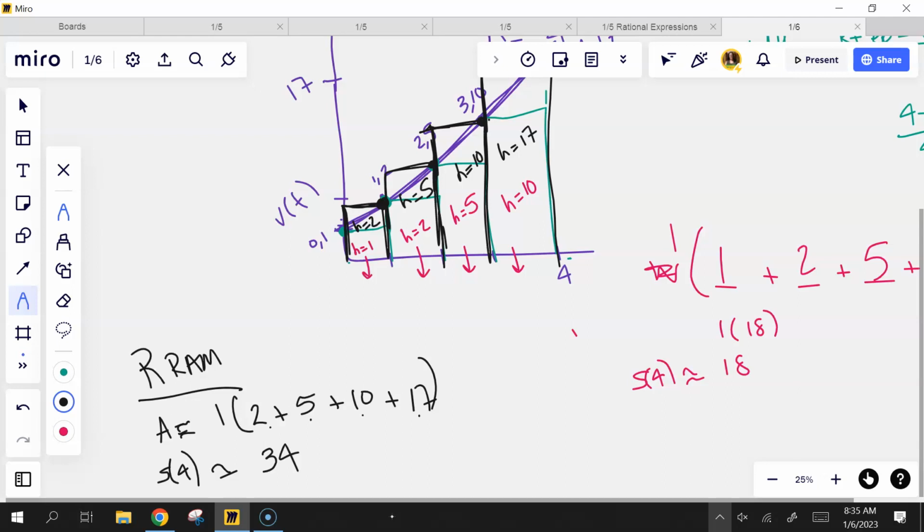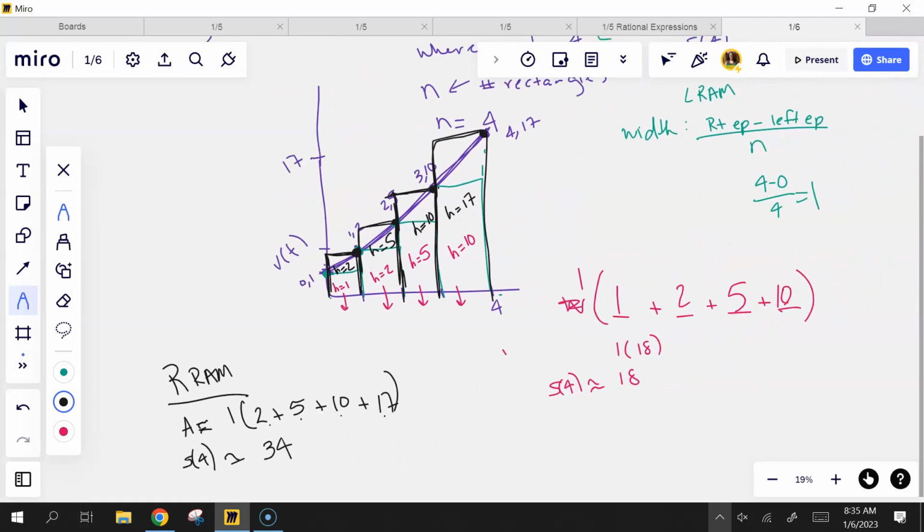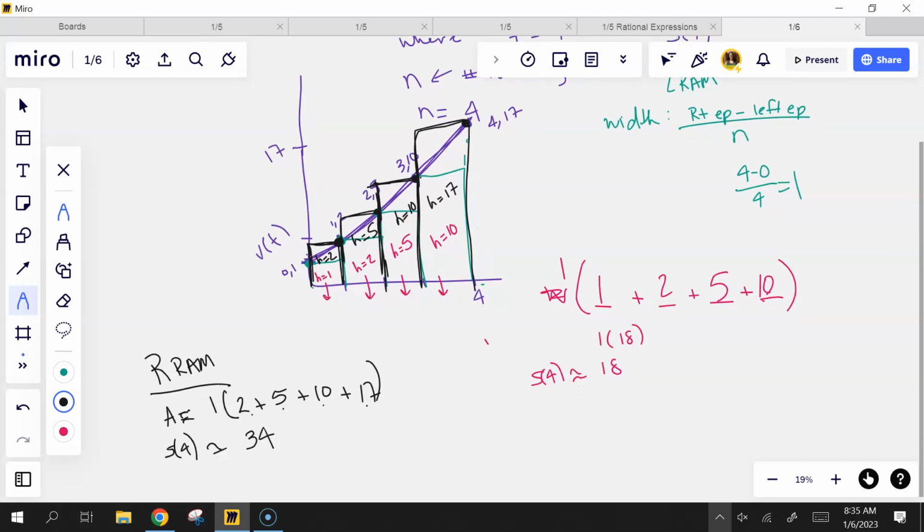All right, you ready for the hard one? Yeah. 34. Well, depending on which one they ask you. If they ask you to find left RAM, the answer would be 18. If they ask you to find right RAM, the answer would be 34. But what the problem actually asks you to find is the mid RAM, the midpoint RAM.